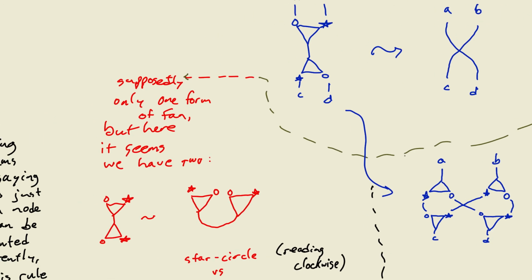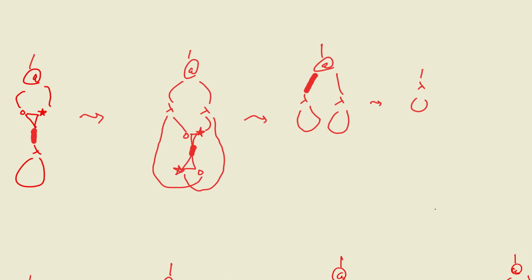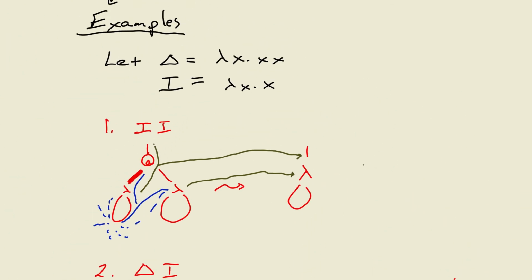Okay, so anyway, I thought I'd show you now a few examples that I worked out already by hand, unless anyone wants to ask anything. Okay, so let delta be lambda x. x applied to x, and let I be lambda x. x. So what if you just apply the identity to itself?